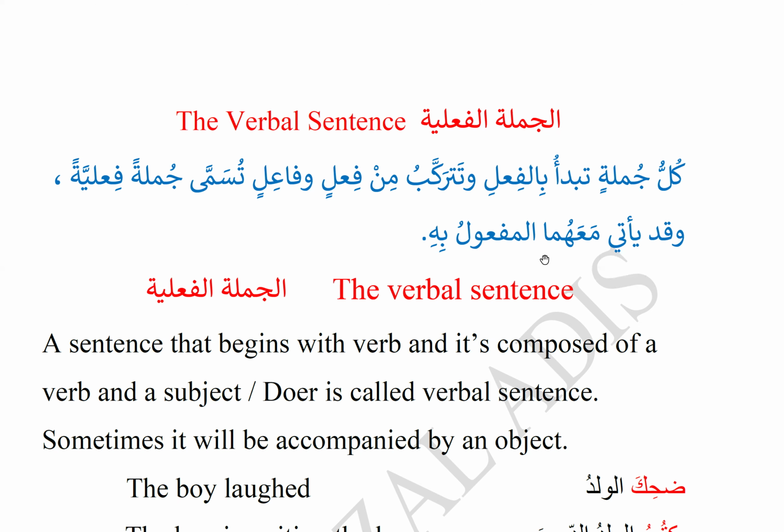وقد يأتي معهما المفعول به. And an object may come with them. Now that depends on the verb, because there are two kinds of verbs. One we call muta'addi, which is the one that comes with an object, and lazim, which does not have an object. So it is not a necessity that you will have an object. It purely depends on the type of the verb in the sentence. So the two things that must be there in a jumla fi'liya, or the verbal sentence, are a fi'l and a fa'il.